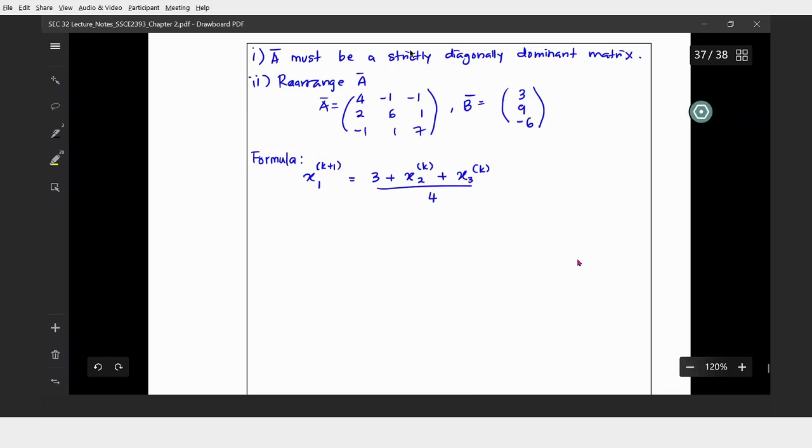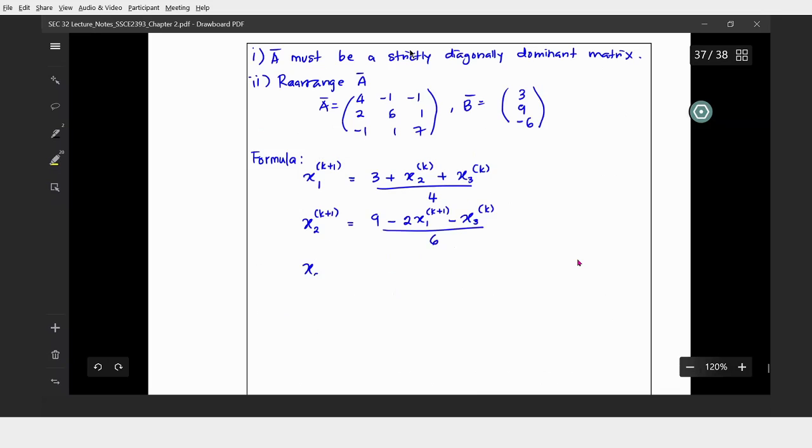Now x2 comes from equation number 2. x2 equals 9 minus 2x1. So this one is already k plus 1. Don't forget that one. Okay, updated iteration notation. Minus x3, still k here, over 6.